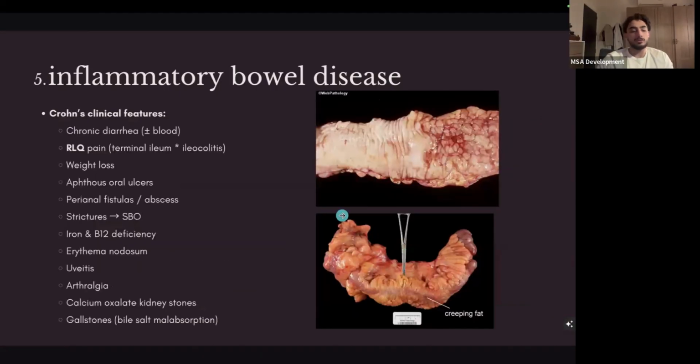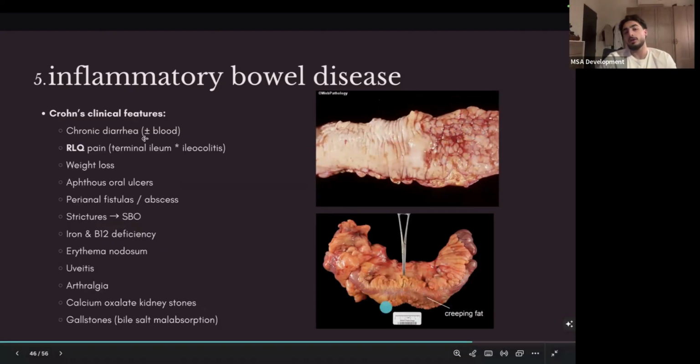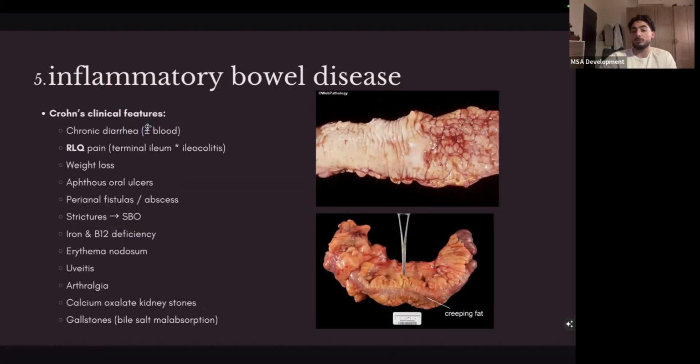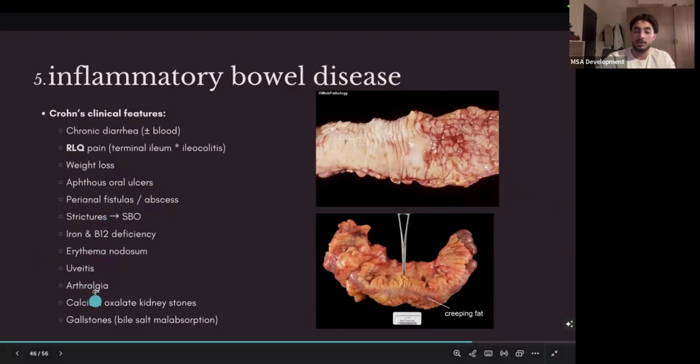Okay, so let's move on to Crohn's just for a second. We're gonna recap what we said. This is the picture of the cobblestone mucosa that I mentioned before. This is a picture of the creeping fat that I also mentioned. Some clinical features are chronic diarrhea, right lower quadrant pain because of the terminal ileum, or ileocolitis. Now, this is the most common region of inflammation in Crohn's disease. Weight loss, ulcers, perianal fistulas or abscess, strictures that are causing small bowel obstruction, B12 and iron deficiency, again, because you've got the small bowel involvement, erythema nodosum, uveitis, arthralgia, and then the stones.